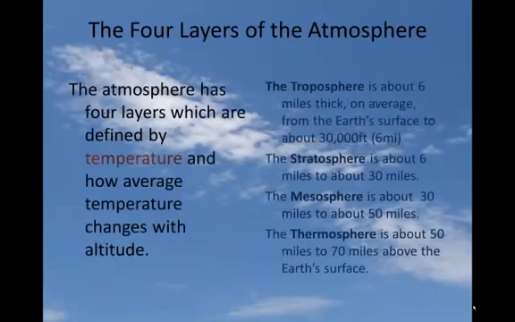Now, the atmosphere has 4 layers, which are strictly defined by temperature and how the average temperature changes as altitude increases. And we'll talk about how those measurements take place later on. So the first layer of atmosphere that we have, which is essentially from the surface of the Earth to approximately about 6 miles above the surface.